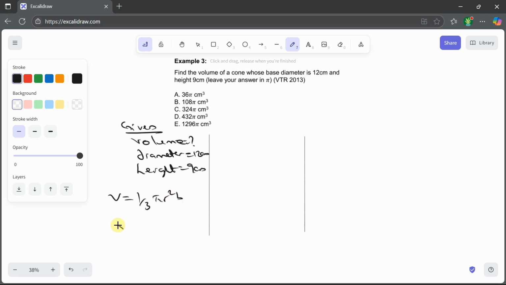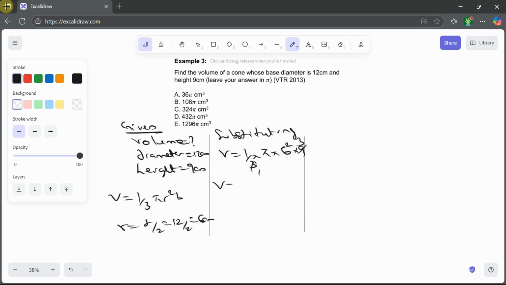So we need the r, so the r is d/2, which is 12/2, which is 6 centimeters. So if I substitute, our v is 1/3 times pi times our r, which is 6, that will be 6 squared, times our h, which is 9, so v is equal to pi times 36 times 3. Our v is equal to 108 pi centimeter cube. Always put your units. So that means our answer is option B.